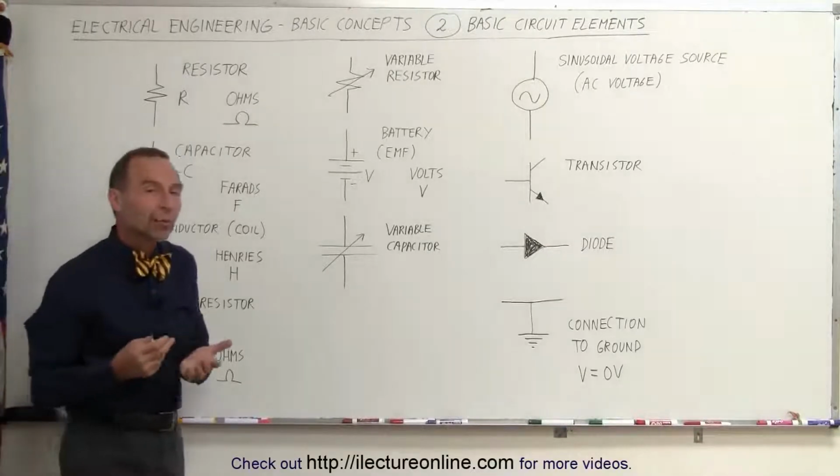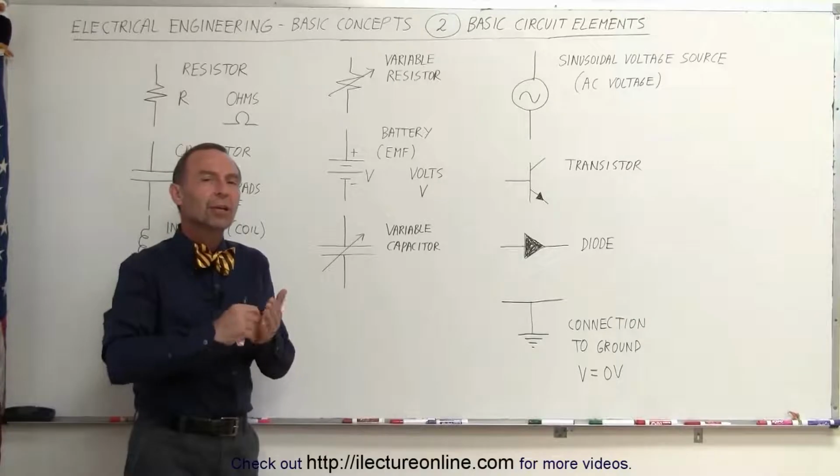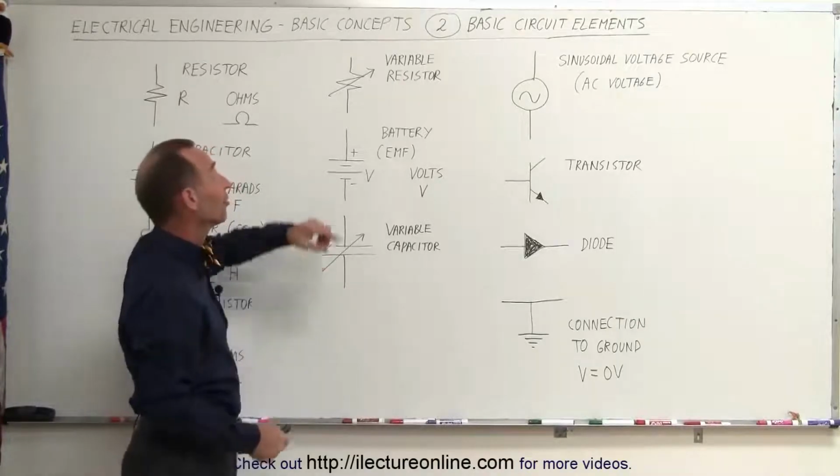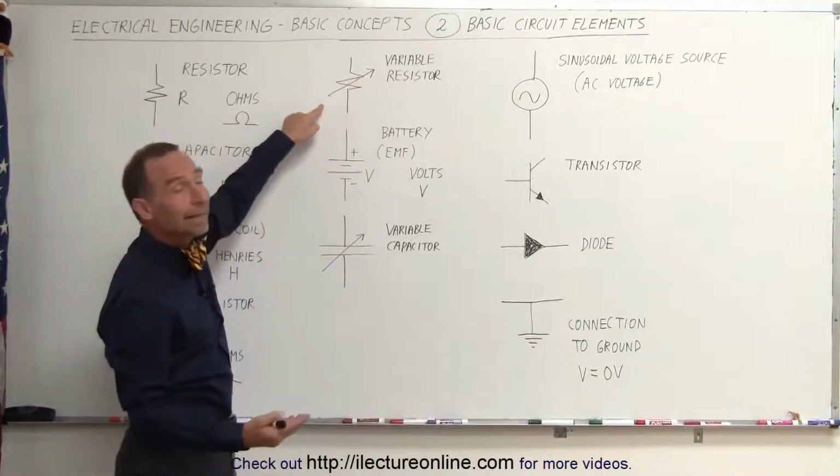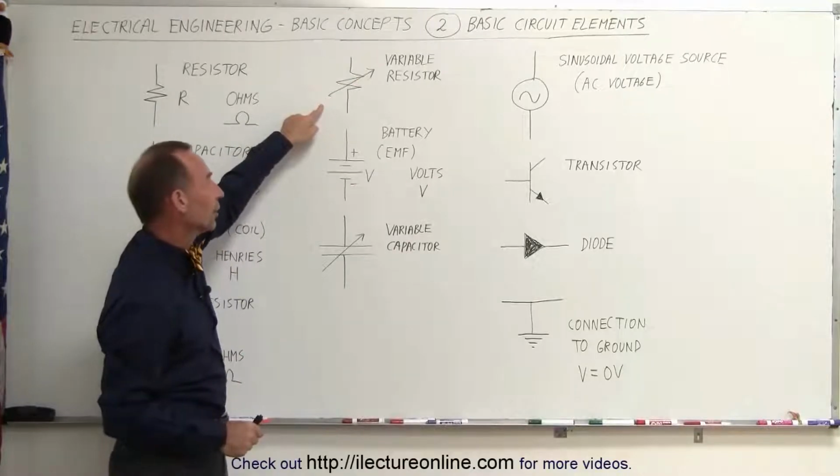Sometimes we have what we call variable resistors. Resistors that we can vary, so we can vary the resistance of the resistor. We draw a little arrow through that that indicates that the resistor can be changed in value.